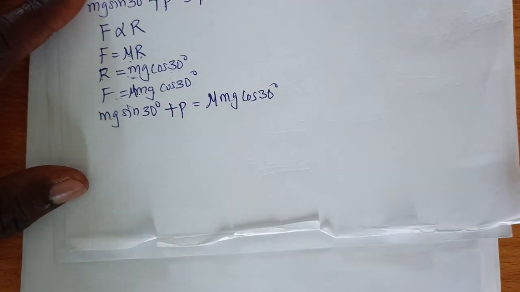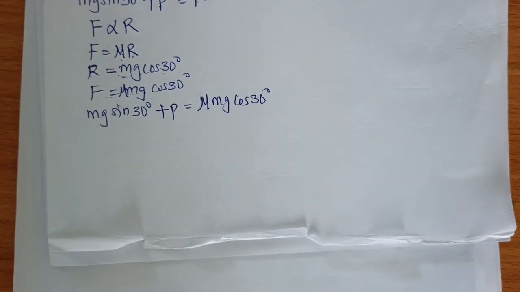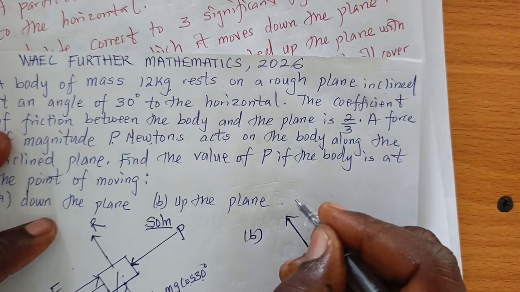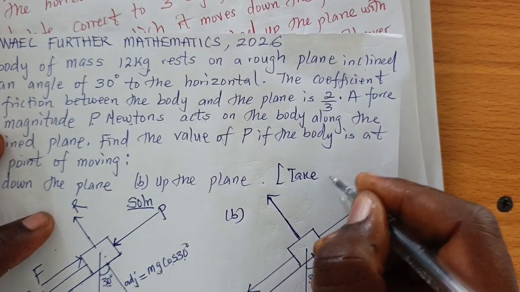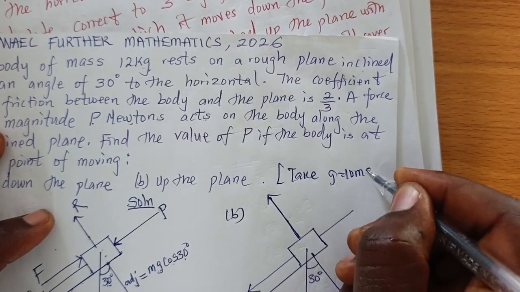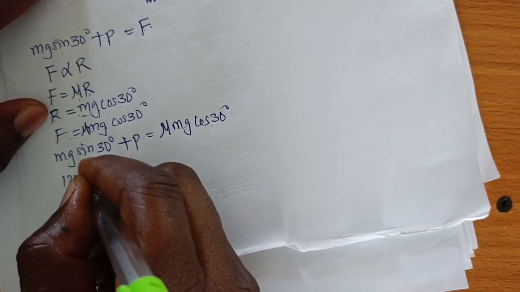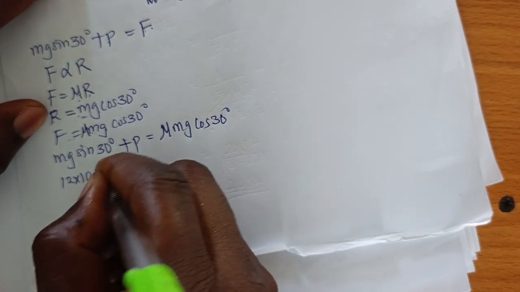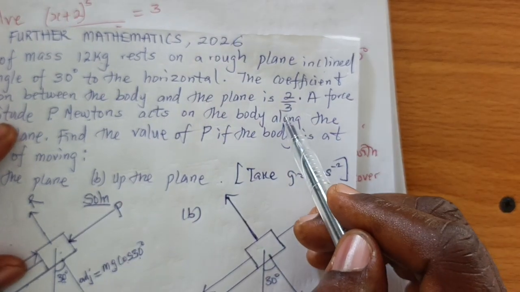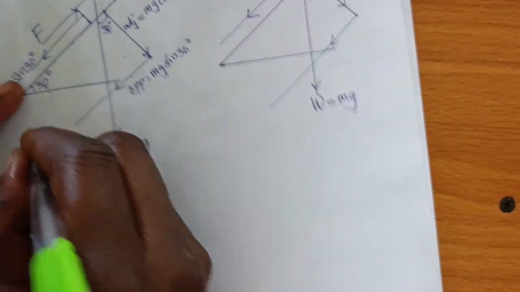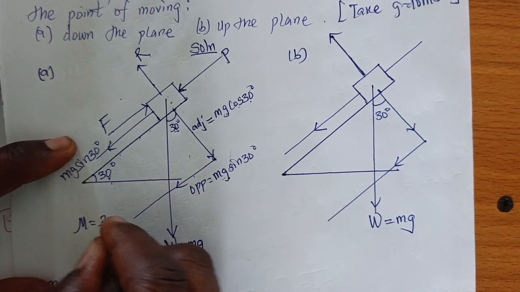We are going to solve this question without using a calculator, which means we are going to leave our answer in short form. The mass of the body is 12 kilograms, and we take g to be 10 meters per second squared. So we have 12 multiplied by 10, then sin 30 is 1 over 2, plus P equals μ. The coefficient of friction between the body and the plane is given to be 2 over 3.